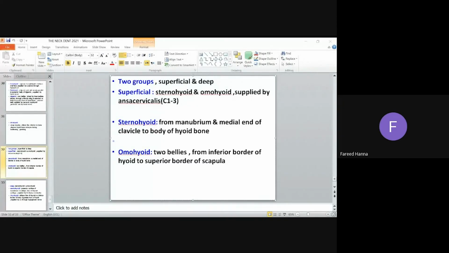And the omohyoid is formed of two bellies, superior and inferior belly, with an intermediate tendon between them, with the sternohyoid from the hyoid bone to the sternum. Both of them are supplied by the ansa cervicalis, that's cervical nerves 1 to 3. Then deep to them is the sternohyoid muscle, from the manubrium and medial end of the clavicle to the body of the hyoid bone. Then you have the omohyoid, two bellies from the inferior border of the hyoid to the superior border of the scapula, with an intermediate tendon between them, dividing into superior and inferior bellies.